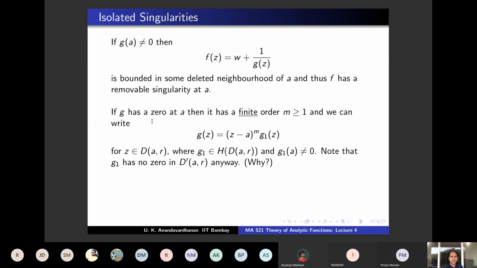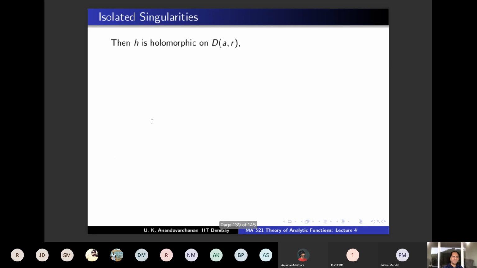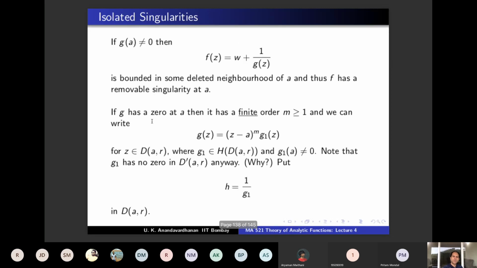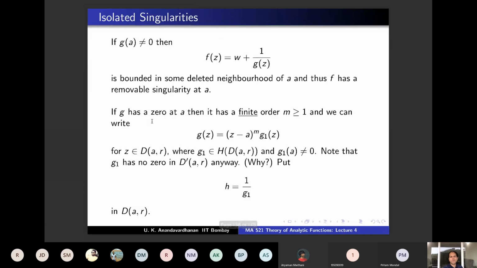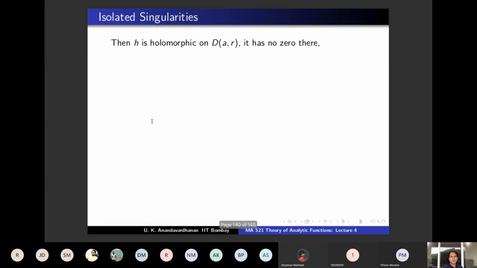So there is a neighborhood D'(A,R) such that G1 has no zero on D'(A,R), in which case you take H equal to 1 by G1, in this neighborhood where G1 is never zero. So H equal to 1 by G1 makes sense. This H is holomorphic on D'(A,R) because G1 is holomorphic and G1 is not zero. So H is holomorphic and it has no zero there, because it's of the form 1 by G1, so it cannot have a zero.